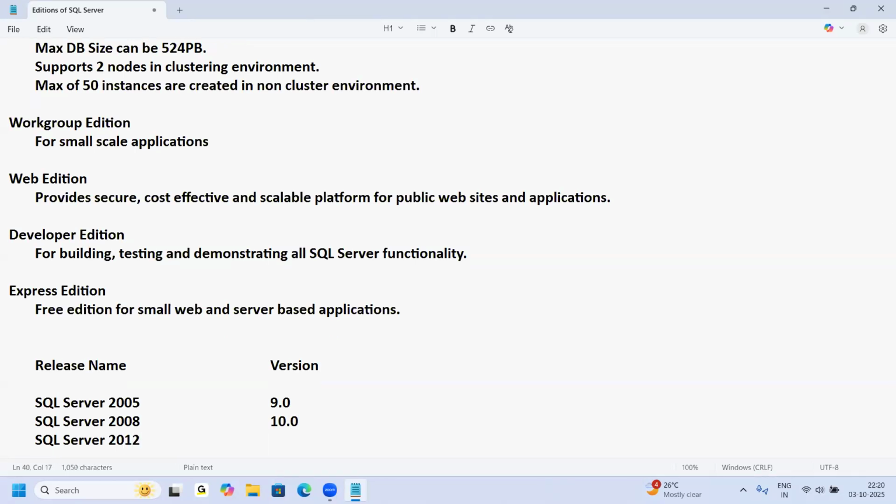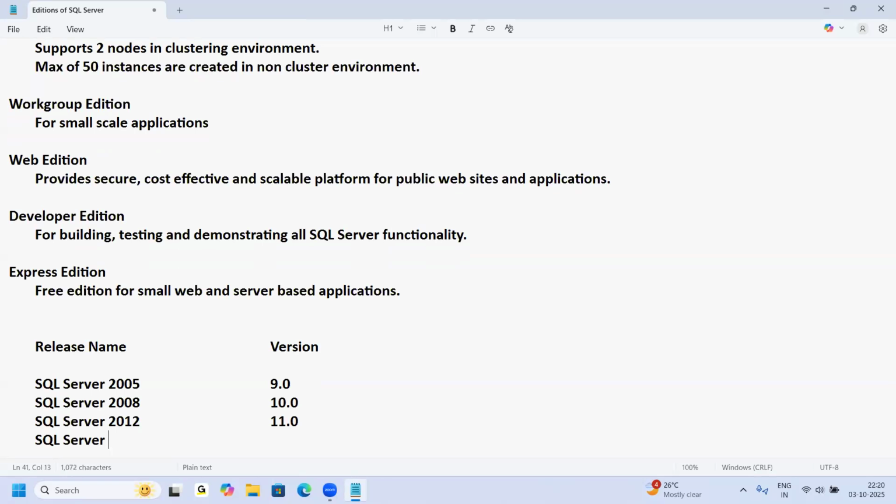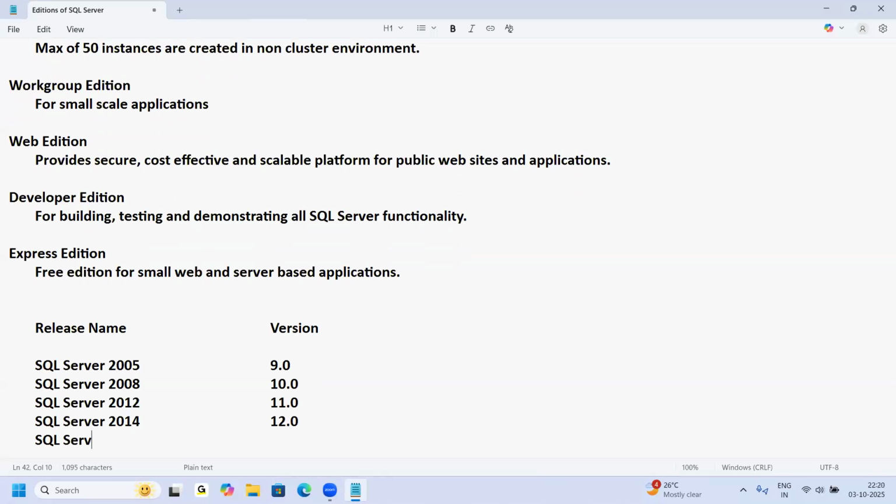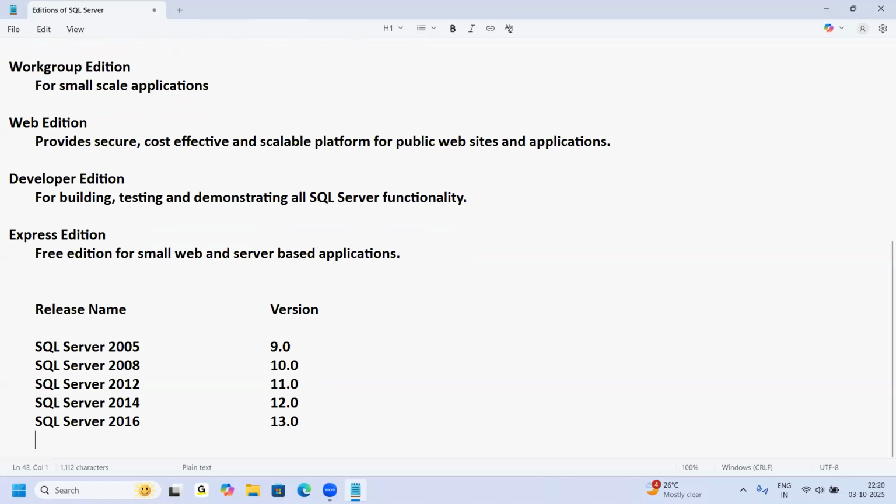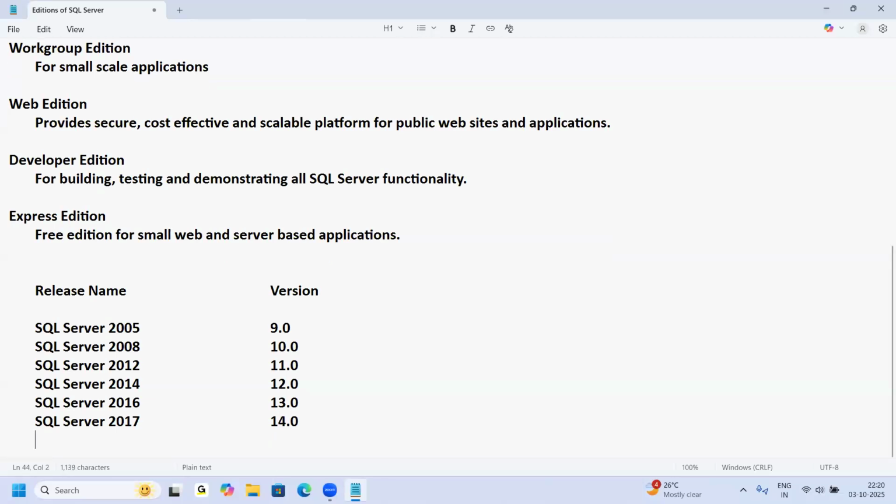SQL Server 2012 is 11.0. SQL Server 2014 is 12.0. If you are using SQL Server 2016, it is 13.0. If you are working with SQL Server 2017, it is 14.0. With SQL Server 2019, for example, it is 15. Like that, you get versions. You understand what I'm saying?